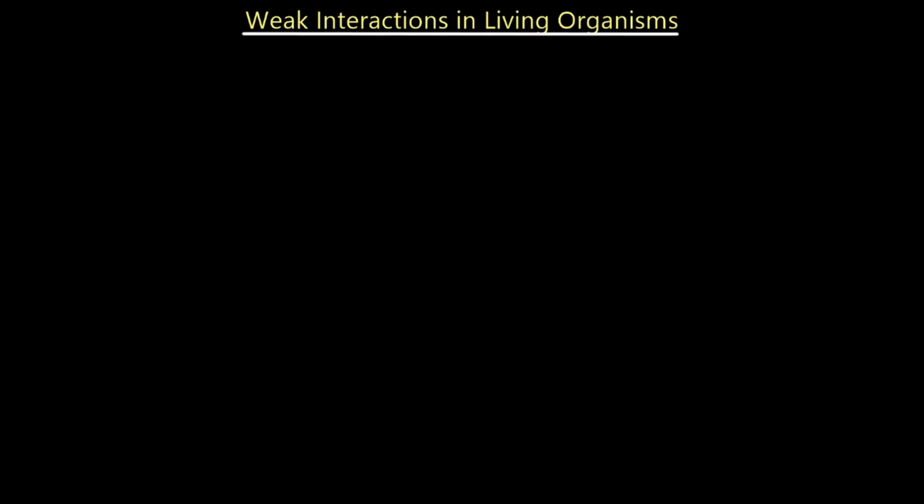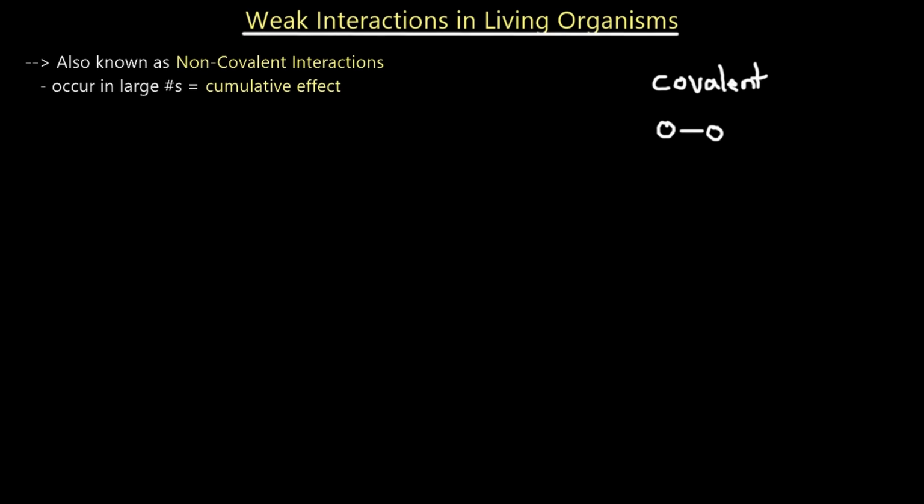So now let's dive into our specific topic on the IMAT, which is weak interactions in living organisms. Now, atoms and biomolecules are typically held together by covalent bonds, which are strong interactions that involve sharing of electrons. Non-covalent interactions are weak interactions. So basically, another name for weak interactions that are specified on the IMAT is non-covalent interactions.